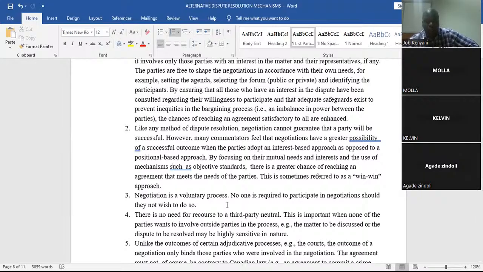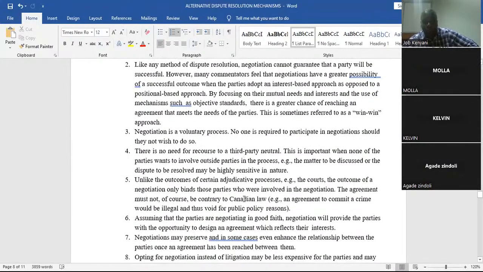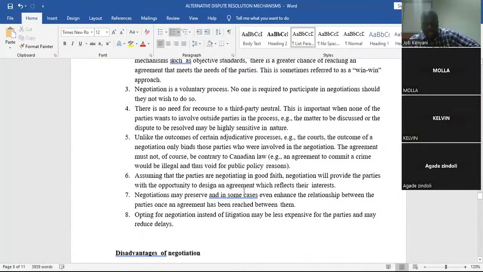So there is no need for recourse to a third party or a neutral party. Unlike the outcomes of certain adjudicative processes, the courts, the outcome of a negotiation only binds those parties who are involved in the negotiation. The agreement must, of course, not be contrary to the law.